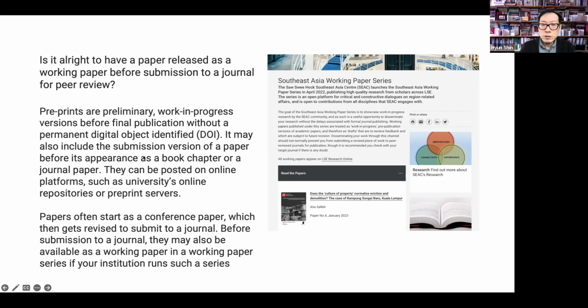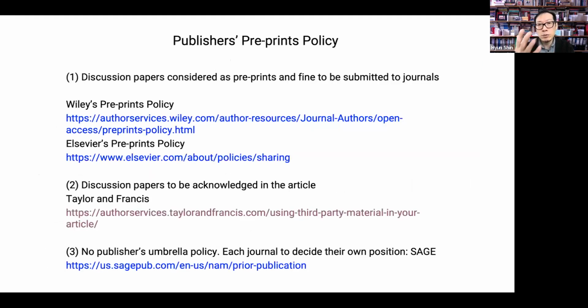Working papers can be quite useful for receiving feedback before they get fully revised and accepted by a journal. But it will be useful also to check with each journal whether they accept working paper versions or preprint versions when it comes to journal submission. As far as I understand, most journals will be happy to do this, and there are university publishers' preprint policies that you can find on each publisher's website.